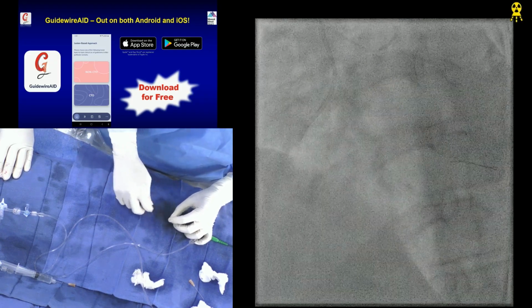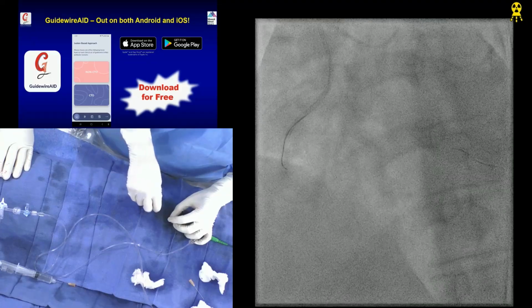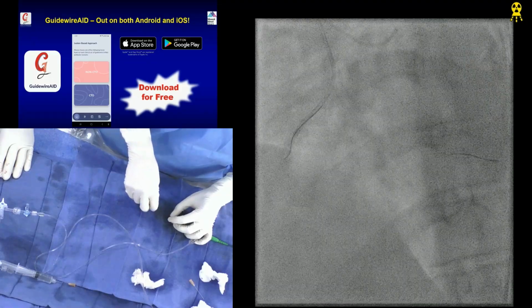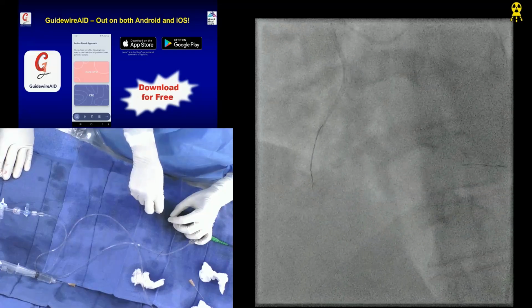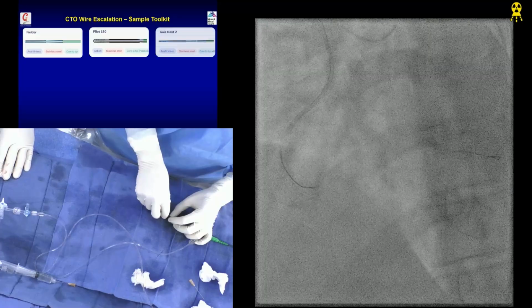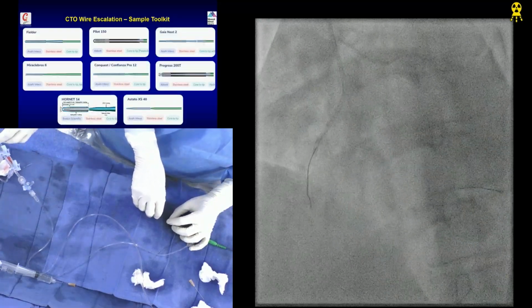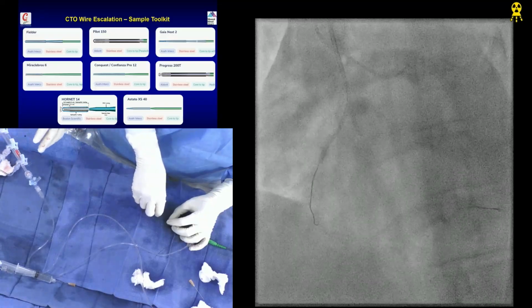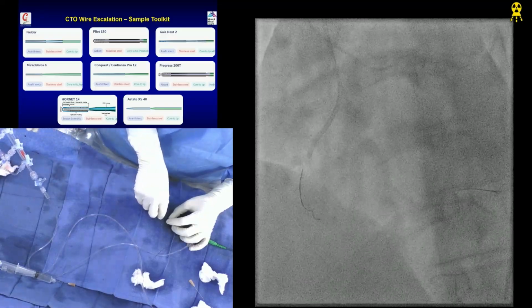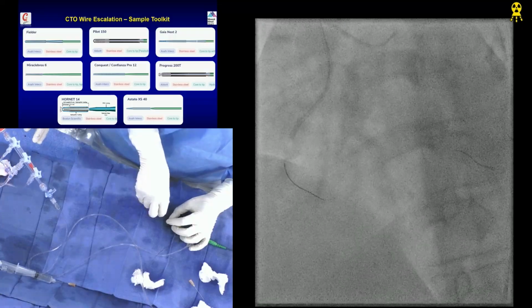Okay, let's get a Promus then. 2.5 will be okay. 2.5? It's a big vessel. 2.75, or 3. But it has 2.75. Okay. 2.75, 32. Okay, now this is a run-through wire. Try not to go through any dissected channels. If there is a question, you always put a stent and then try to go into the PDA after that.